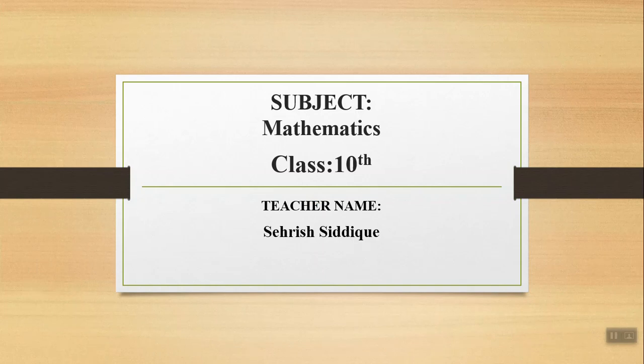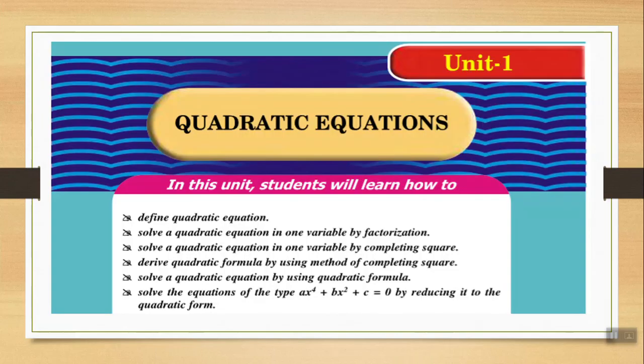There are totally 6 chapters in your book, and all chapters are quite lengthy and important. Now we are going to start the first unit, that is quadratic equations. Here you can see the title page of unit number 1 on your screens. In this chapter we will discuss the definition of the quadratic equation and its solutions by using different methods. For example, by factorization, by completing square, by quadratic formula.